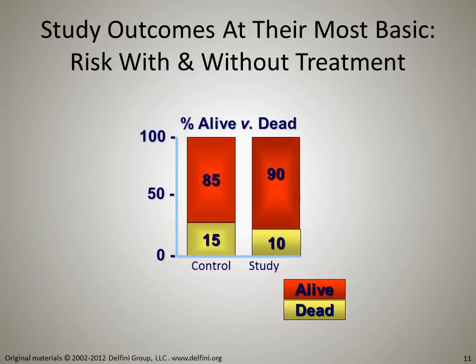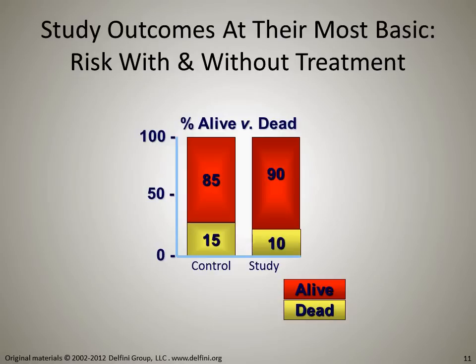What we want to do now is discuss how the difference in size of outcomes between the studied groups gets expressed. Here we have a chart that provides us with some study results in the area of mortality. Let's look first at study outcomes at their most basic, risk with and without treatment, using dichotomous variables, which simply means that we have 2 outcome options, in this instance, either alive or dead.